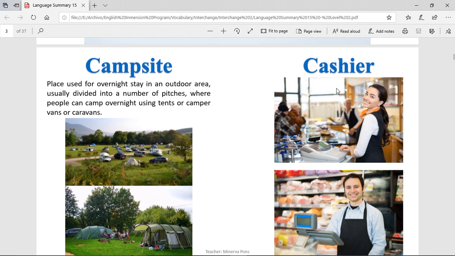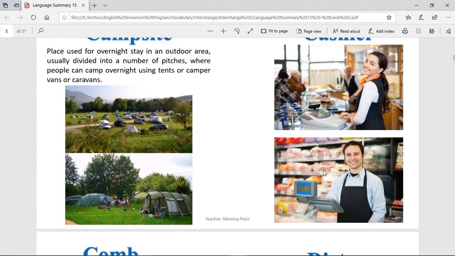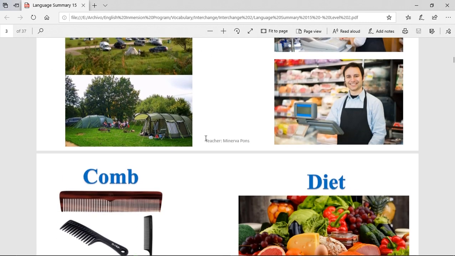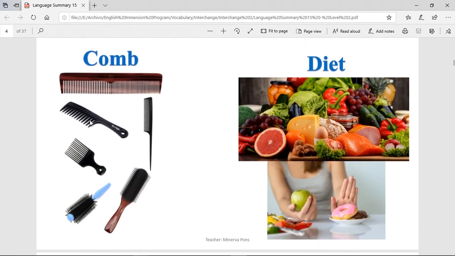A cashier. These are the people that take the money when you buy something in a store. Comb. These are combs. That's why you say comb your hair. Diet. A diet is when you choose to eat healthier or less food than you usually do, in order to have a better body, be a little bit healthier.